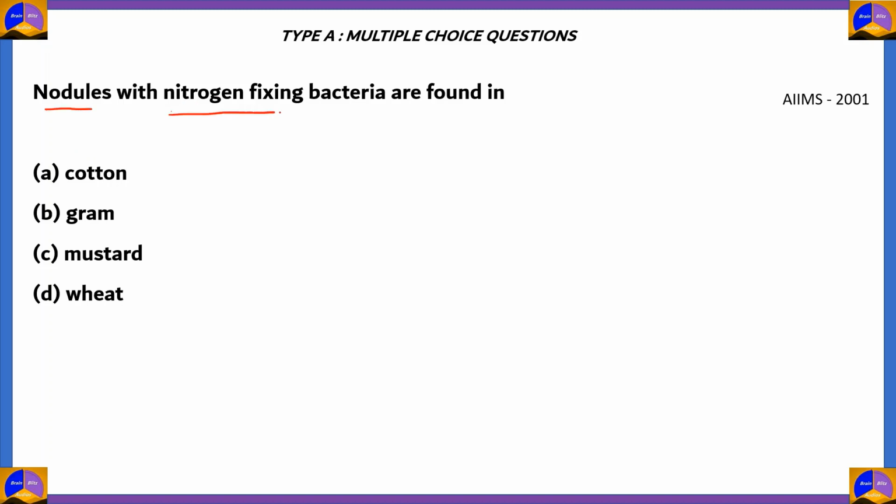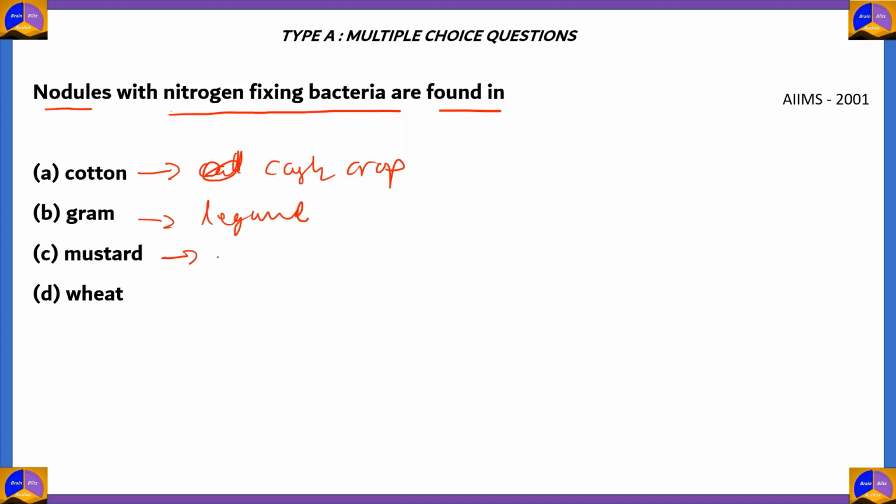Next question. Nodules with nitrogen-fixing bacteria are found in A. Cotton, B. Gram, C. Mustard, and D. Wheat. Let's look at each type of plant that's present here. Cotton is a cash crop. Gram is a legume. Mustard is a food crop. And wheat is a staple crop.